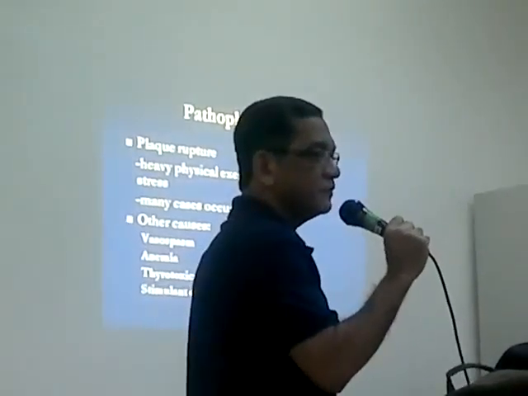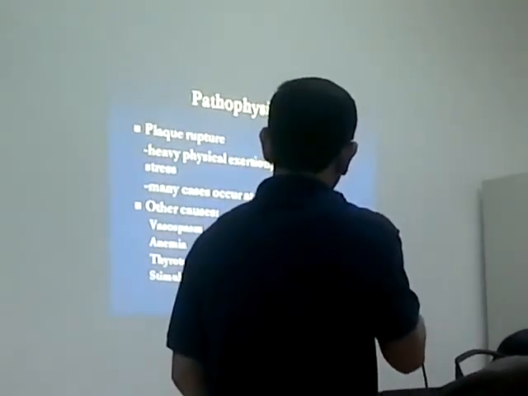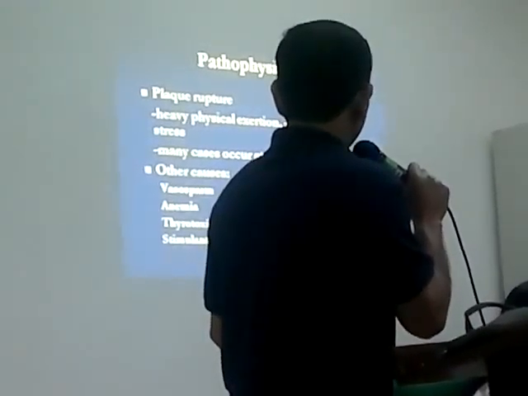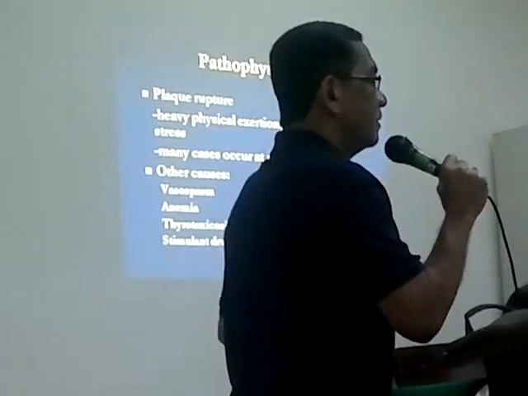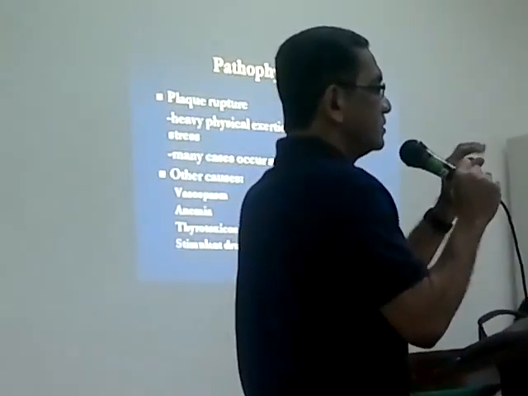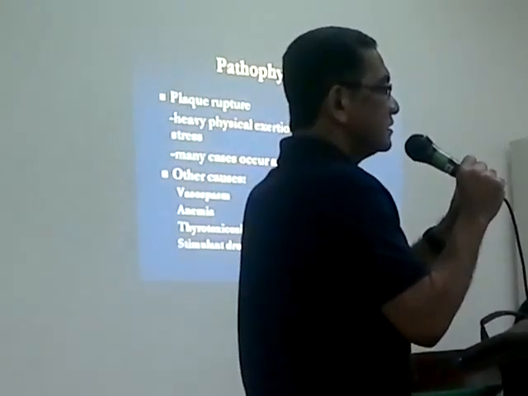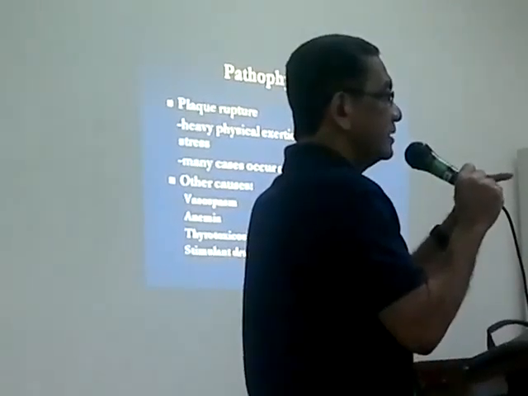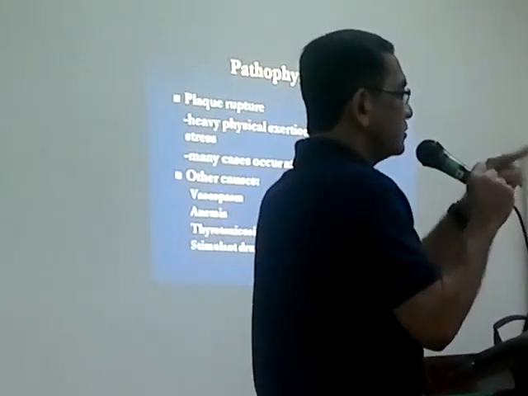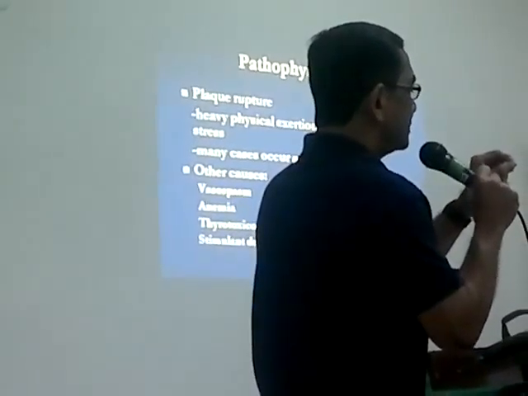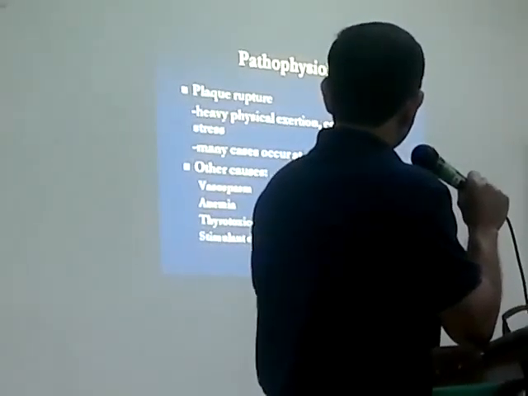So the main pathophysiology of acute myocardial infarction is plaque rupture, wherein your atheromatous plaque ruptures and it exposes the blood elements to the subendothelial tissue. The endothelium, the smooth endothelium, is disrupted.